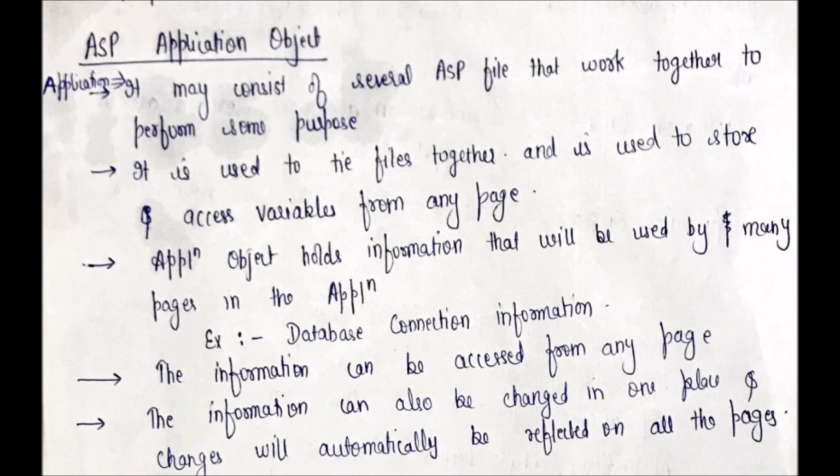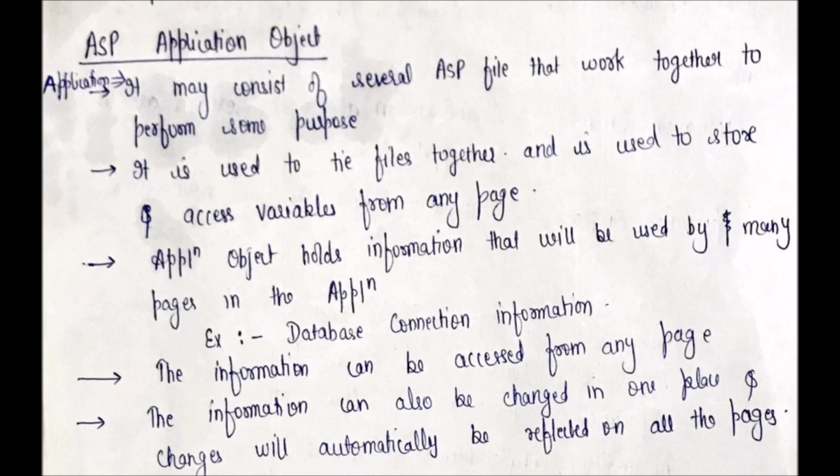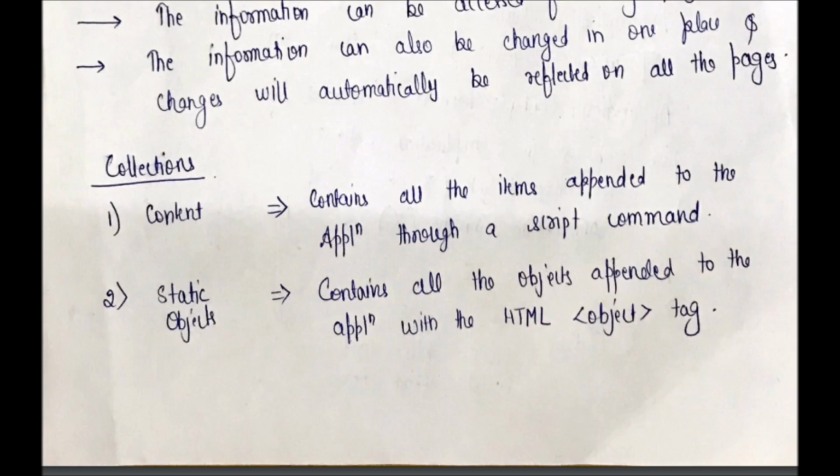Now first we will discuss the collections of the ASP application object. The first collection is contents and the second is static objects. First we will discuss contents. The contents collection contains all the items added to the application through the use of script. Here we need to remember that it contains items added through script but not through the use of the object tag.